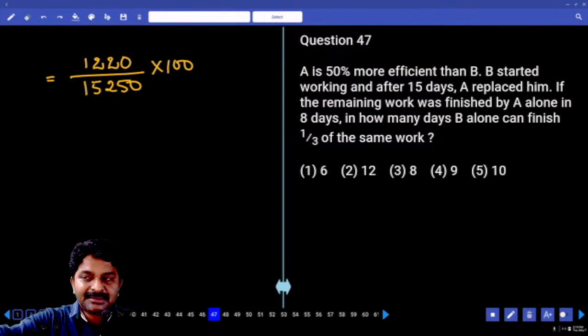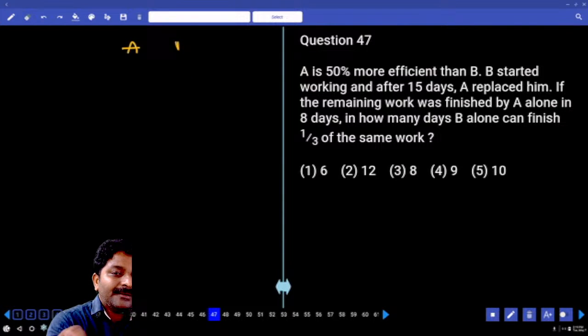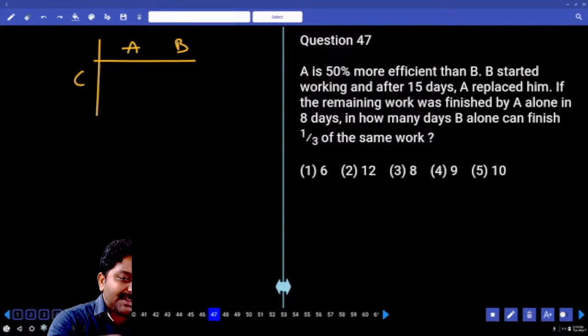A is 50% more efficient than B. If B does 100%, A will do 150. So the A to B ratio, what ratio is that? Efficiency ratio 3:2. Then time ratio.